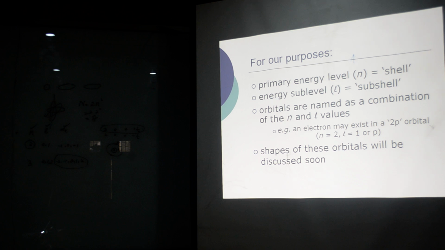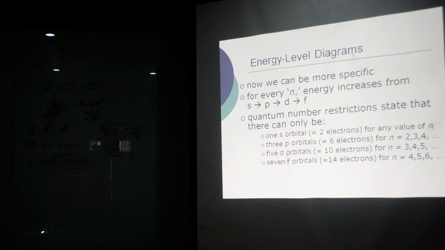Orbitals are named as a combination of N and L. For example, an electron may exist in a 2p orbital. So for this, N is equal to 2 and L is equal to 1. Shapes of these orbitals will be discussed soon.